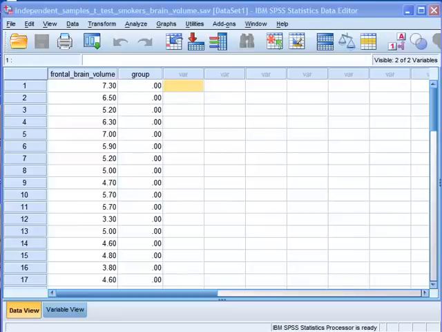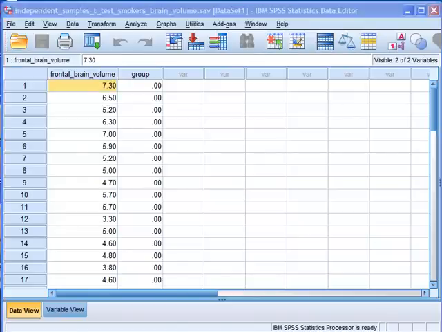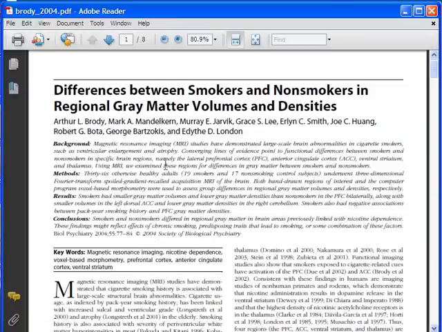In today's video, I'm going to be demonstrating how to perform an independent groups t-test, or a t-test for independent samples. I've got data that are simulated from an actual study that was published in 2004 by Brody et al. What Brody et al. examined was brain sizes between smokers and non-smokers. And in particular, in this example, it's going to be based on the frontal lobe sizes of these participants in the study.